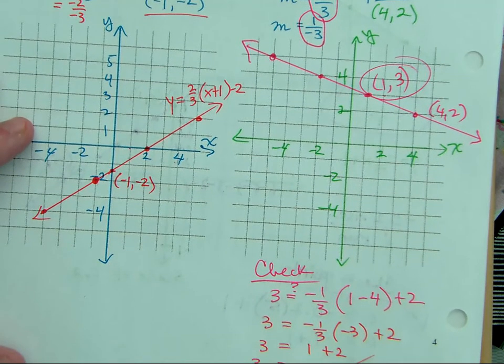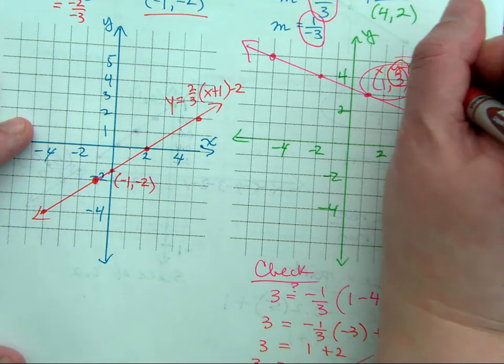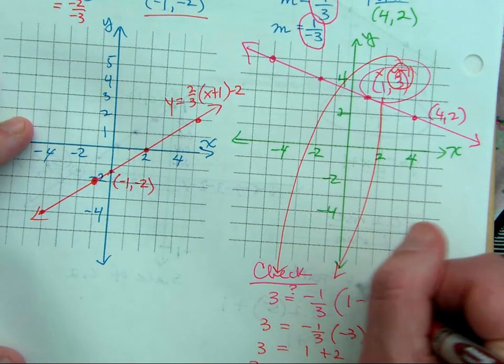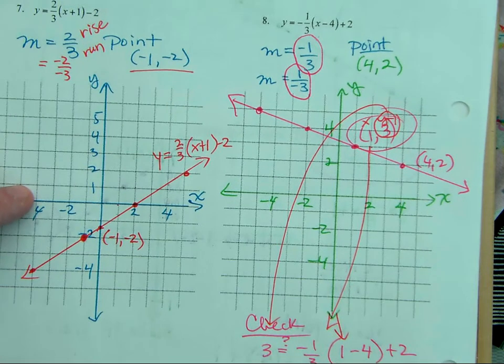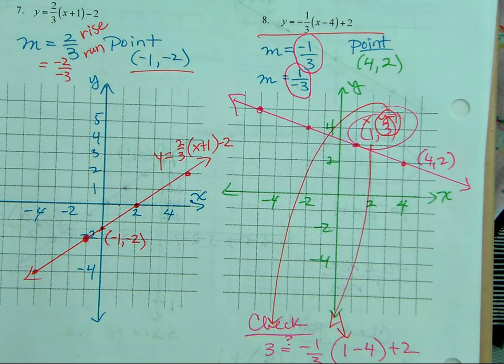I just took the point, here's my x, y, and plugged in x and y into the equation. So I just plugged my x and y back into the original equation to make sure it worked out. With a different point, you could use 4 too, but that's the point we already knew we started with, right? Okay, any questions about that?